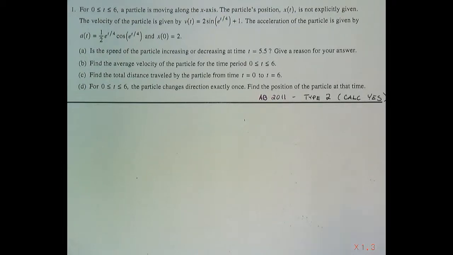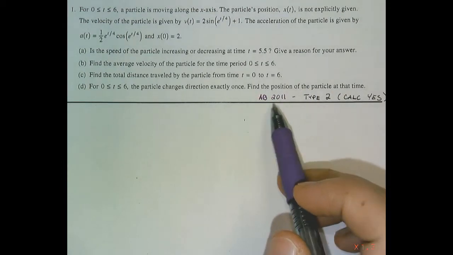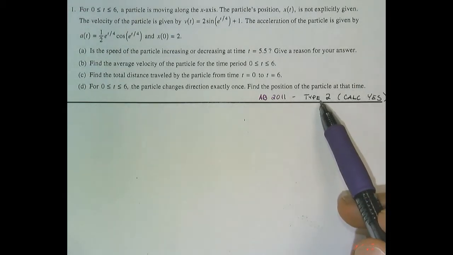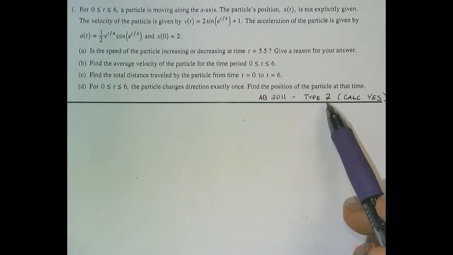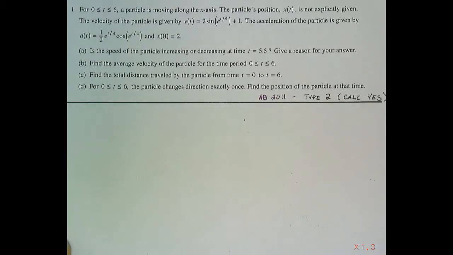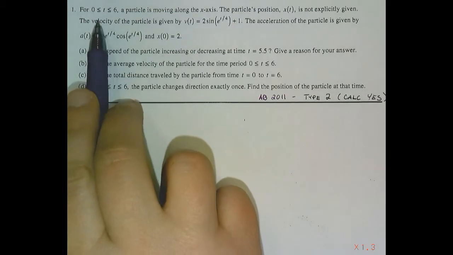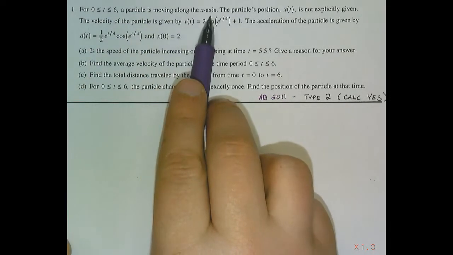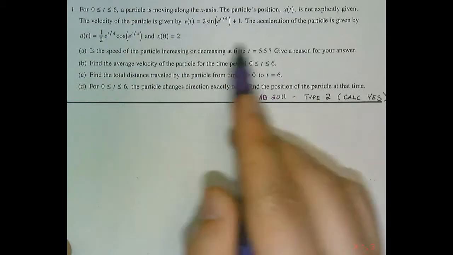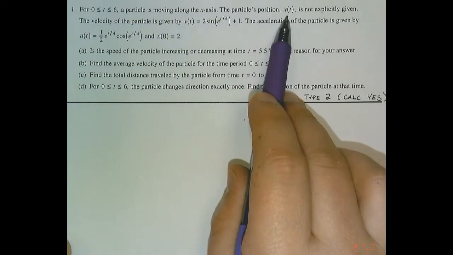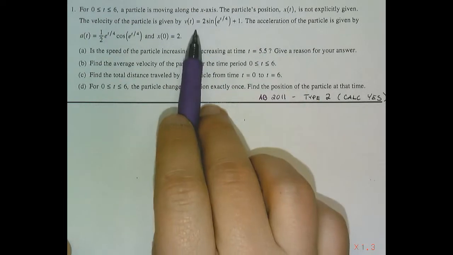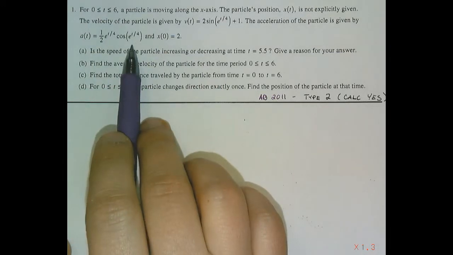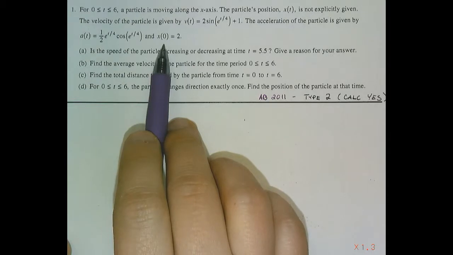Today we will be looking at a question from the 2011 AB exam. I've classified this as type 2 because it's a particle in motion, so we're going to be looking at position, velocity, acceleration. The information provided is from time 0 to 6, the particle moves along the x-axis, so it's moving kind of left and right. The position is not explicitly given, but we do have the velocity equation as well as the acceleration, and we have an initial position.